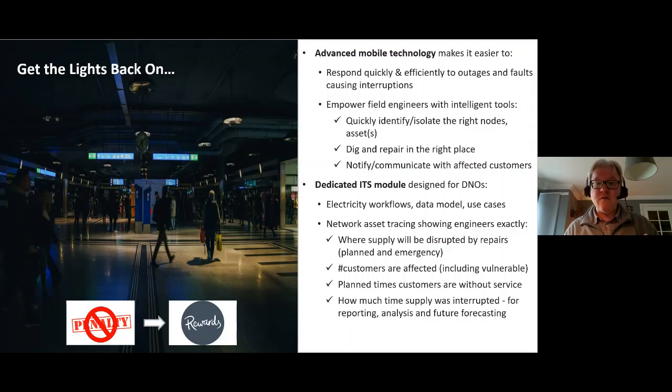And it allows us to plan the times that customers are going to be without service and thereby get the job done as quickly and efficiently as possible and reduce the risk of there being any undue interruption time and any undue penalties coming from the watchdogs. So next slide, please, Stuart.